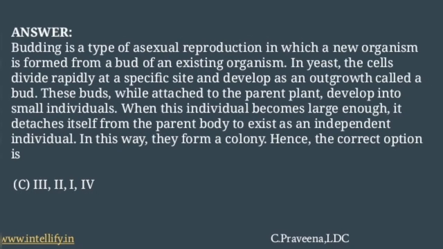Budding is a type of asexual reproduction in which a new organism is formed from a bud of an existing organism. In yeast, the cells divide rapidly at a specific site and develop as an outgrowth called a bud. While attached to the parent, the bud develops into a small individual. When this individual becomes large enough, it detaches itself from the parent body to exist as an independent individual. In this way, they form a colony. Hence, the option is C, 3, 2, 1, 4.